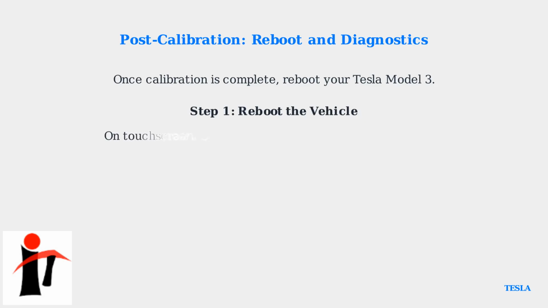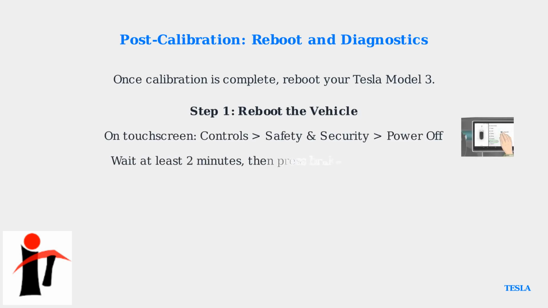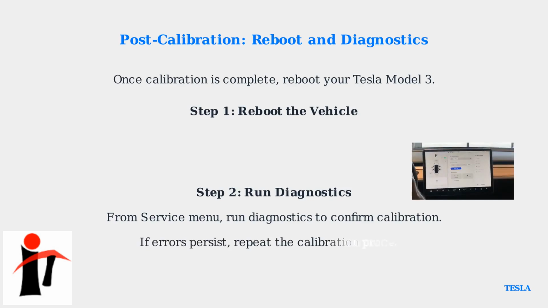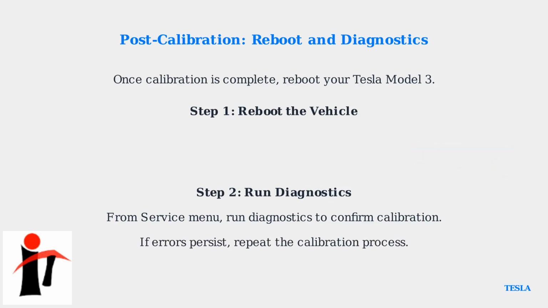On your touchscreen, navigate to Controls, then Safety and Security, then Power Off. Wait for at least 2 minutes before pressing the brake pedal to restart the car. After the reboot, run diagnostics from the service menu to confirm successful calibration. If errors persist, repeat the calibration process.